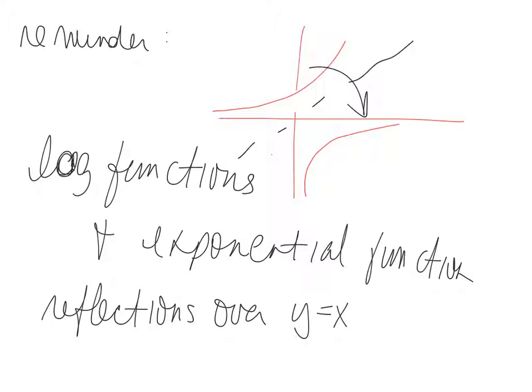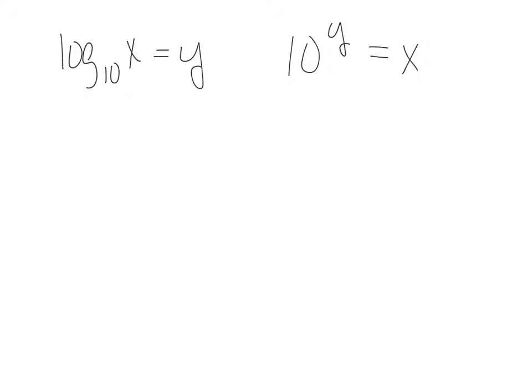When we first studied logs, we could go back and forth between the log function and the exponential function. I'm using random letters, I'll admit it. But those are inverses of each other. They go back and forth. We also learned that the graphs are inverses of each other too because they reflect over the line y equals x.